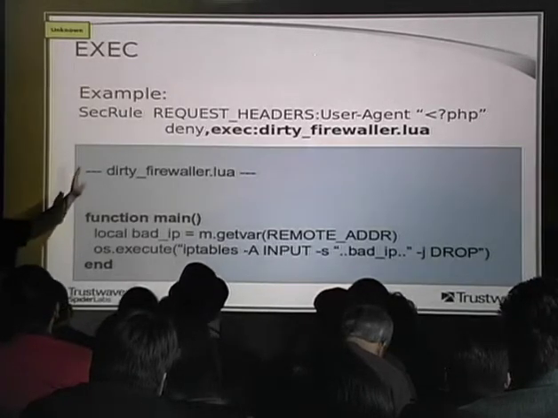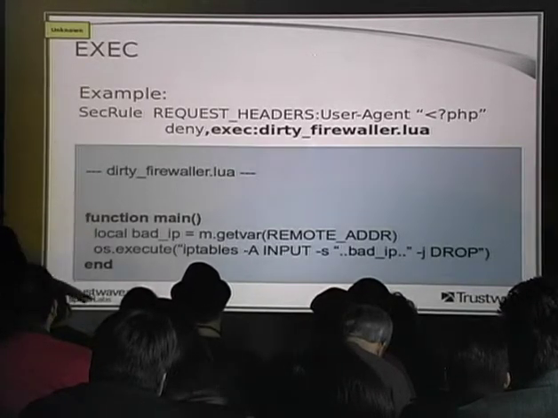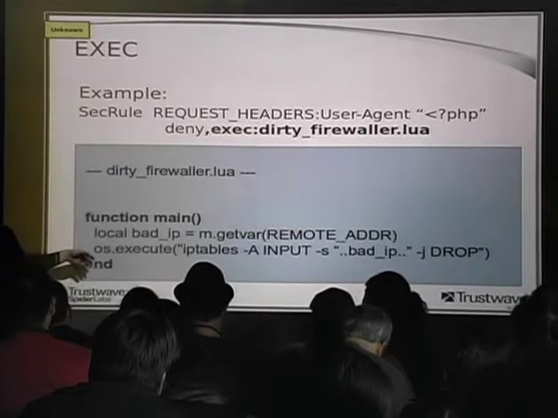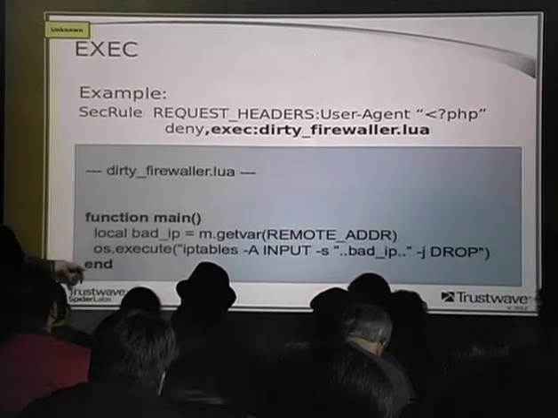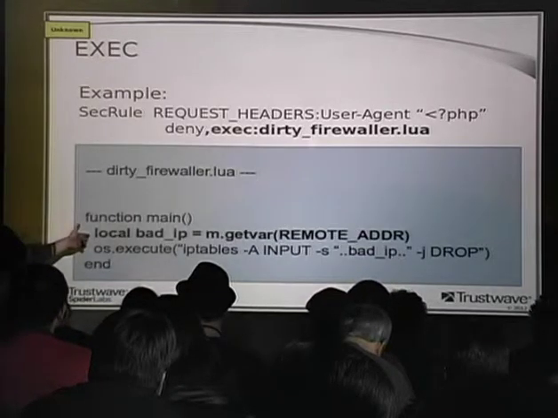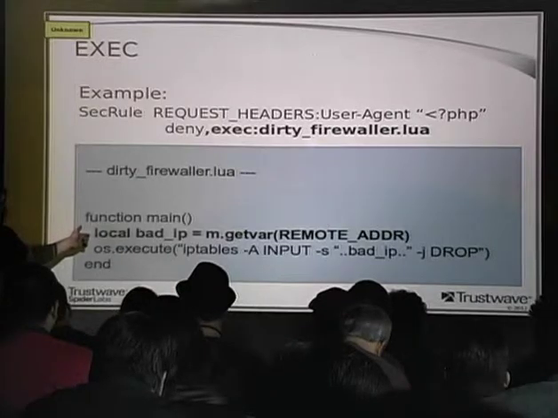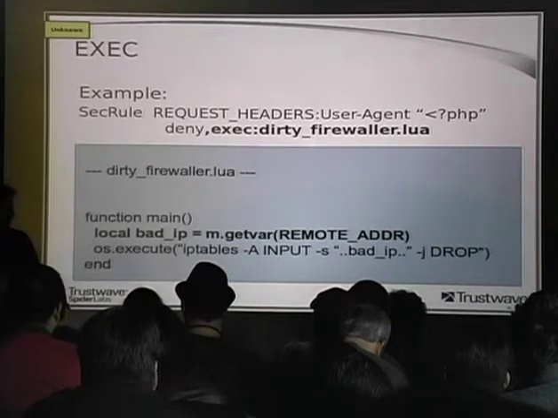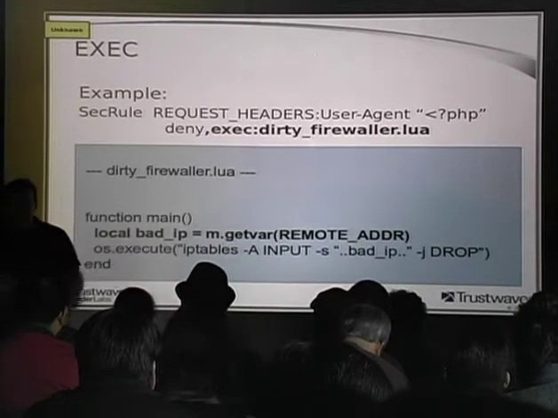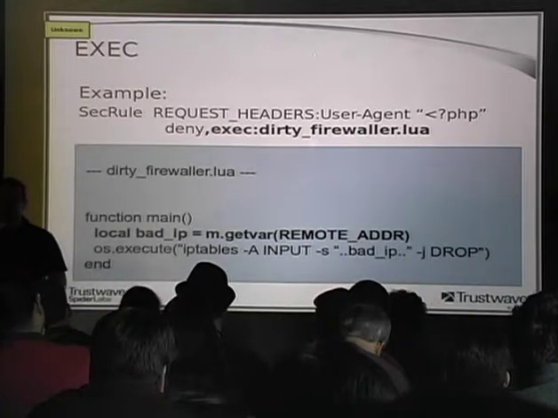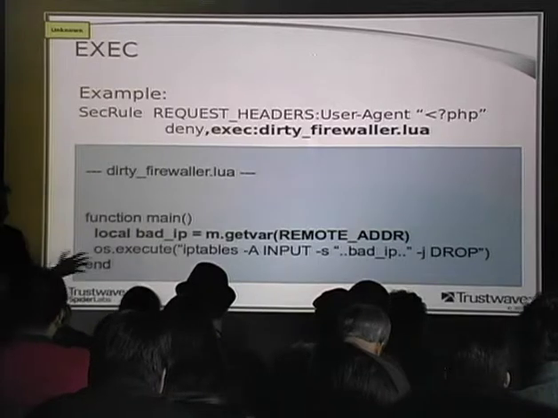So let's go back to that dirty firewaller script. This is basically what it looks like in the blue. What's highlighted here, every Lua script is going to have a function main. Basically, you have to enclose all your actions in the main function. Here's how you assign a local variable. So you do local variable named bad IP. You do m.getvar, which is just a table that allows you to pull the variable information for whatever you're requesting. So in this case, I'm going to grab the remote address. So I want to get the IP address of the guy who made the request that looked like PHP something. I think that guy's up to no good.